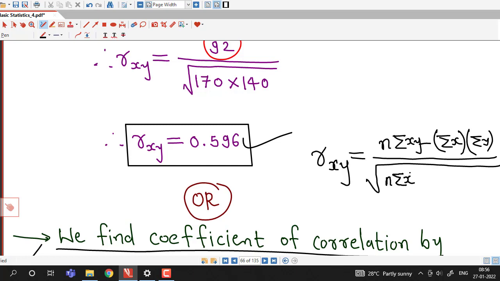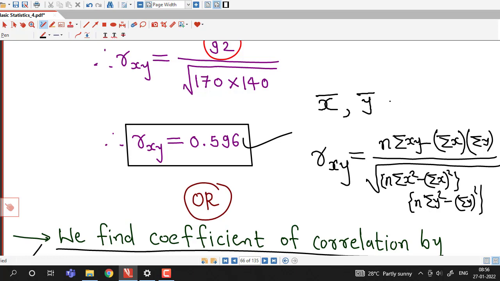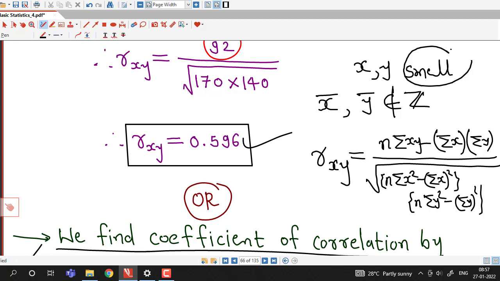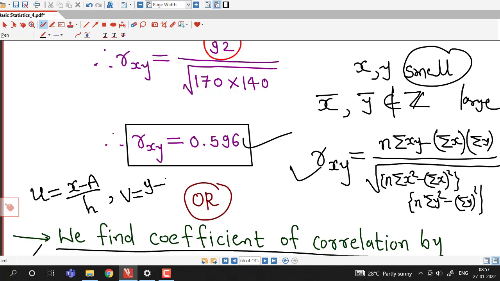We can easily remember this. I have written it several times. Sigma x whole square, and in the product sigma y square minus sigma y whole square. So if x bar and y bar are not integers, and if values of x and y are small, then we will use this formula. If values of x and y are large, then we will use step deviation method. We will define new variables and we will try to minimize our calculations.